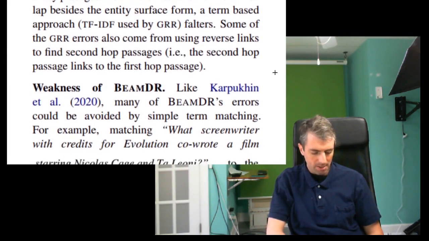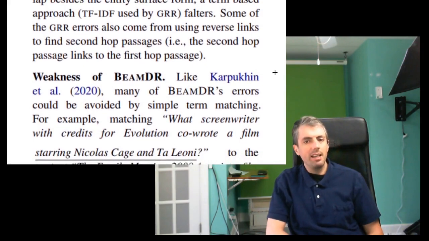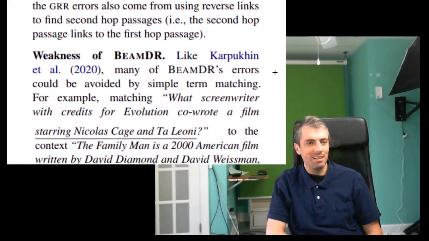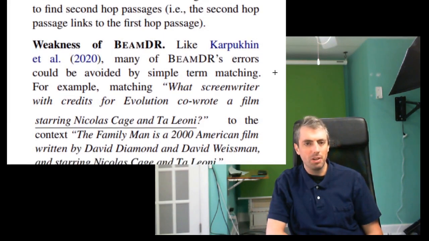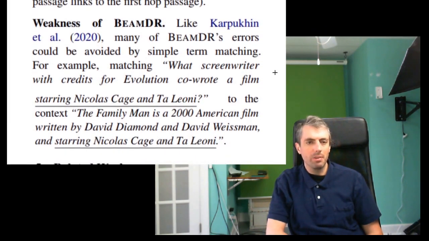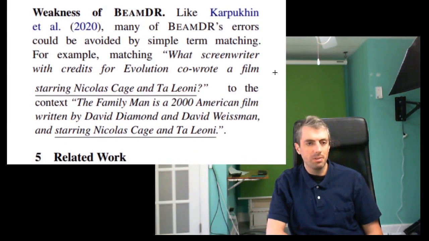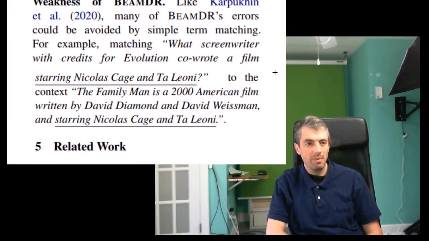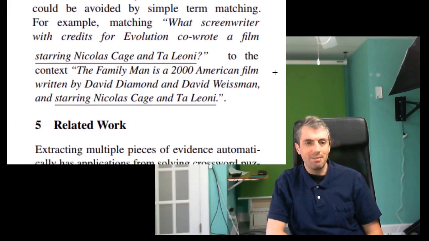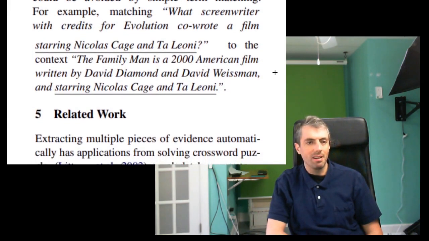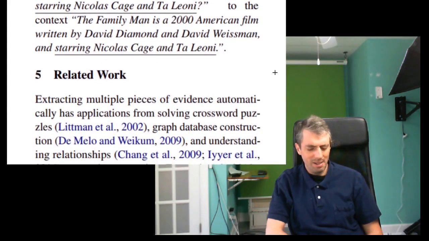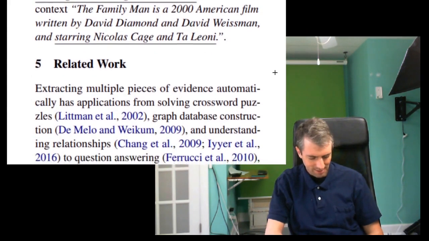Weaknesses of BeamDR. Like Karpukhin et al., many of BeamDR's errors could be avoided by simple term matching. For example, matching "what screenwriter with credits for Evolution co-wrote a film starring Nicolas Cage and Téa Leoni" to the context, "Family Man is a 2000 American film written by David Diamond and David Weissman starring Nicolas Cage and Téa Leoni."